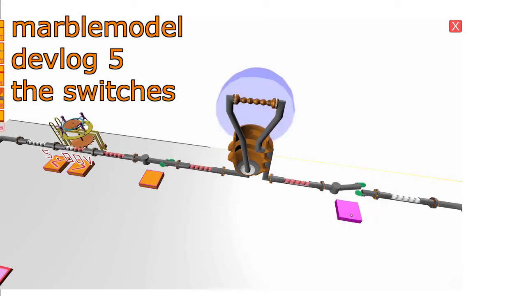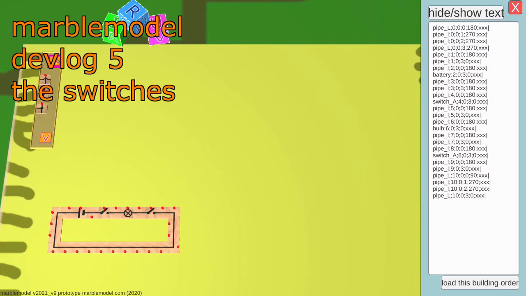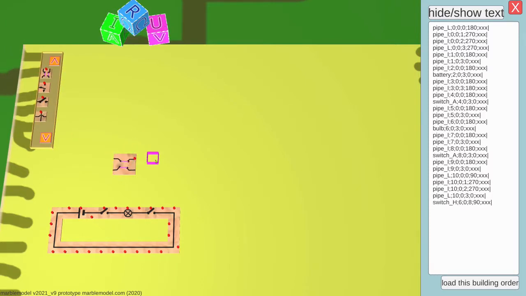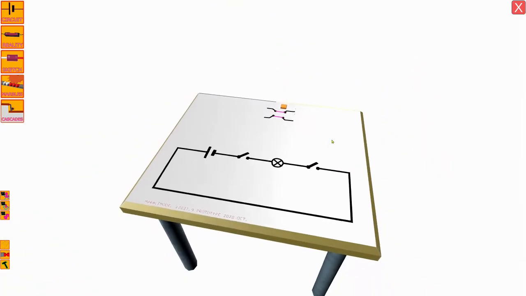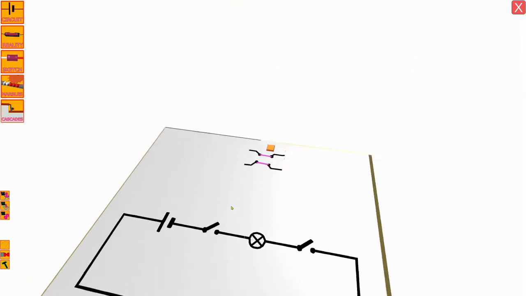I had also an early prototype of the cross switch. I called it at that time the H switch because it had two parallel lines. And here are some examples how I designed it at that time.